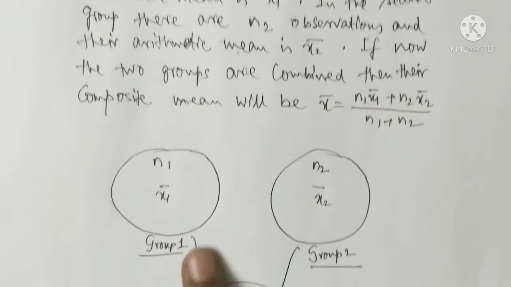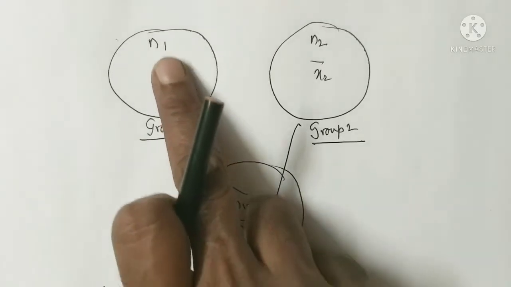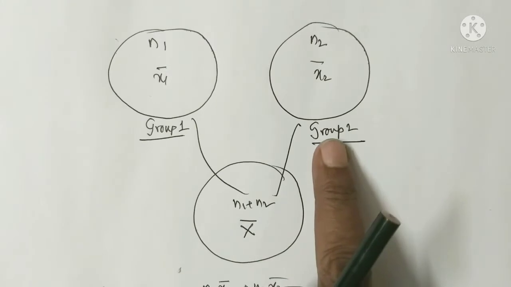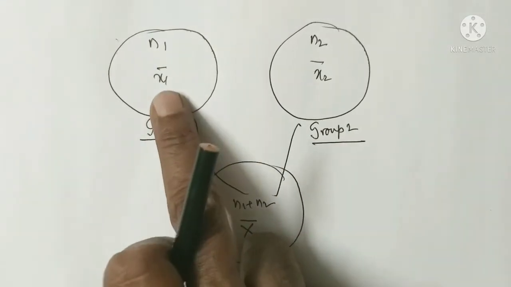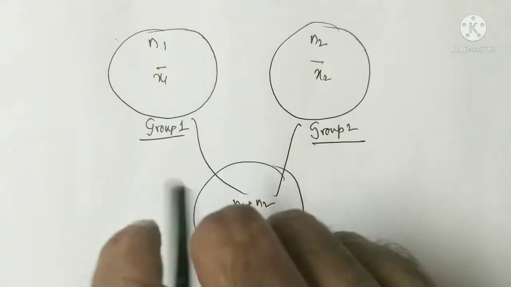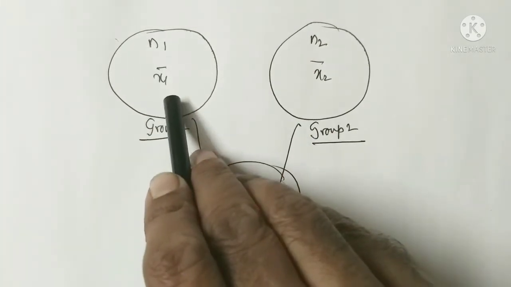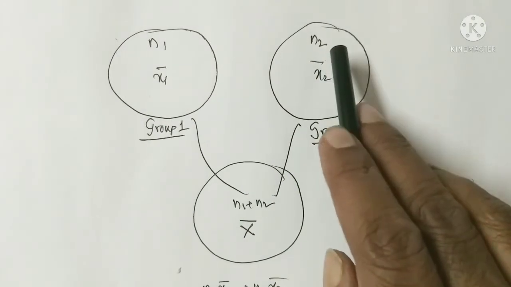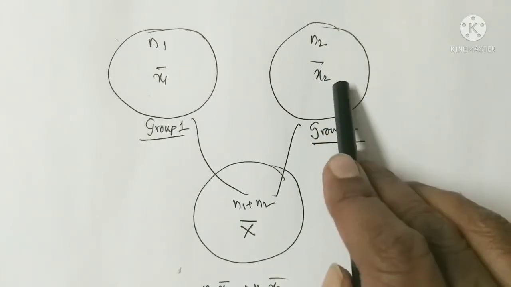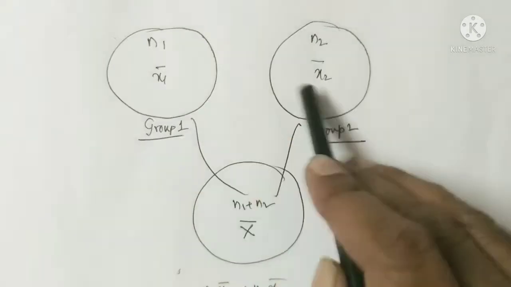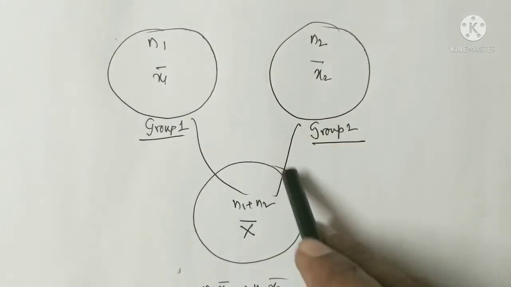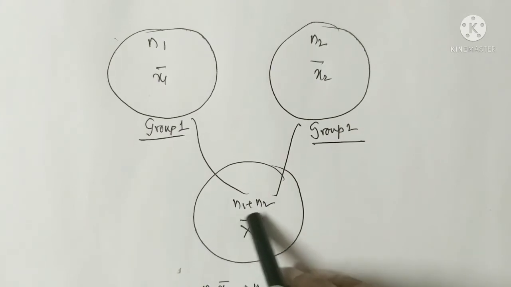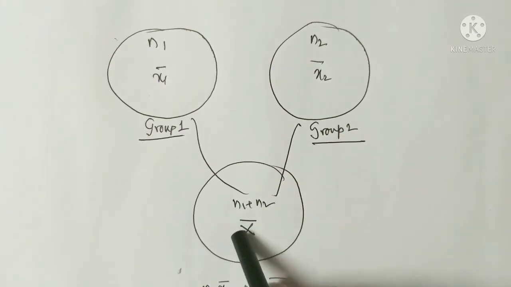Here, by example, we get two groups. This is group 1, this is group 2. In the first group, the number of observations is n1 and the arithmetic mean is x1 bar. In the second group, the number of observations is n2 and the arithmetic mean is x2 bar. If I mix the two groups together, pooled together, then the total number of observations is n1 plus n2 and the new mean, denoted by capital X bar, equals n1 x1 bar plus n2 x2 bar by n1 plus n2.